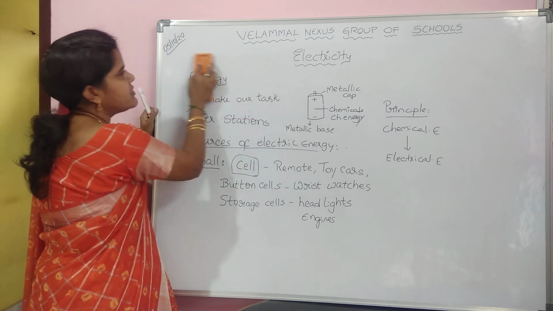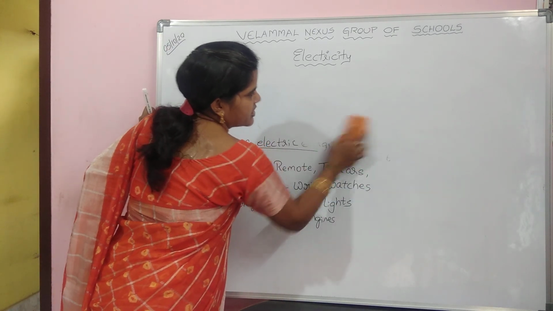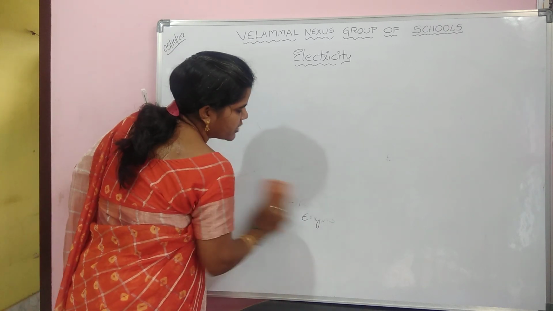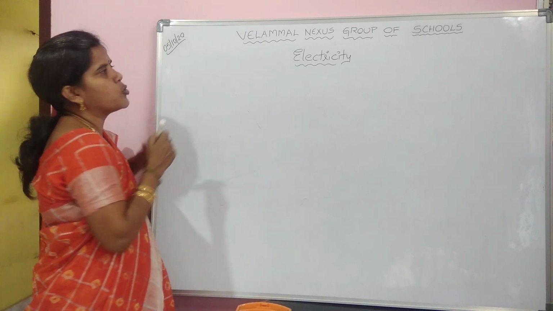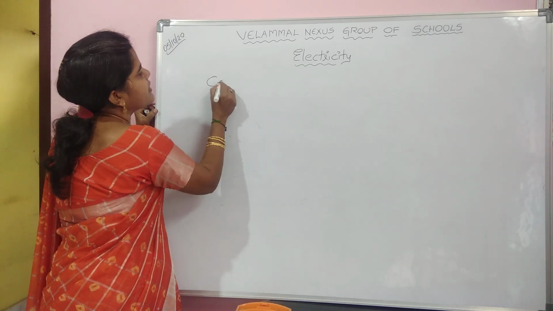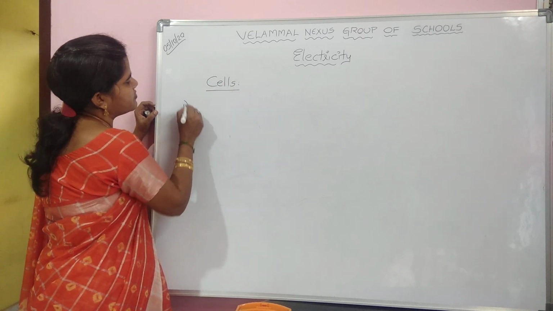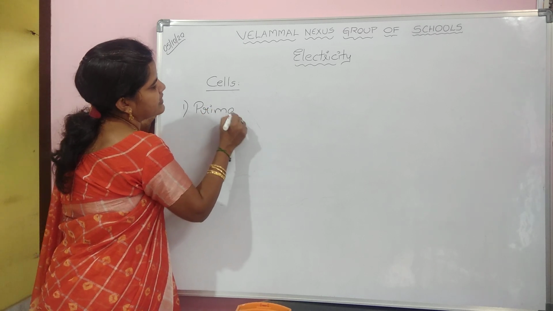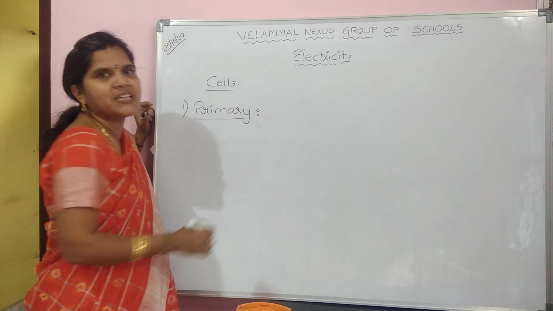Okay, children. Now we'll see what kind of cells are present here. In cells, we have two types of cells, children. Just now I told you, we have primary cells and we have secondary cells. First one is primary cells. Other one is secondary cells. What are the primary cells?